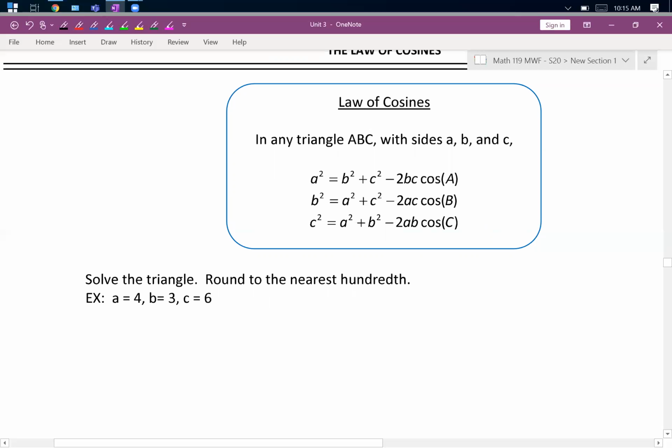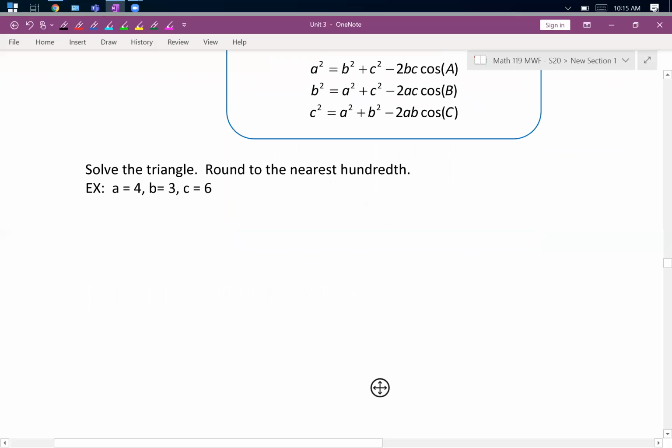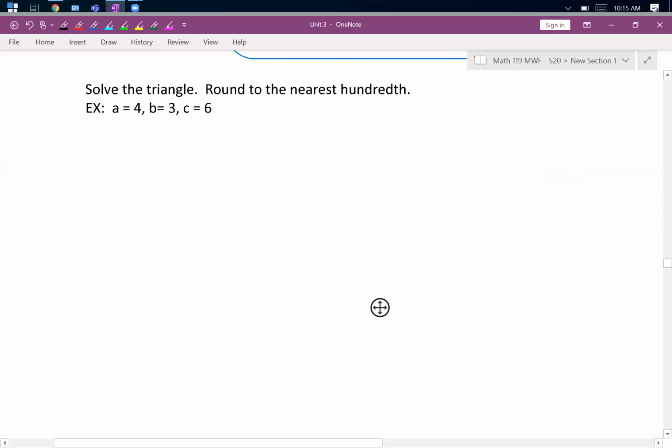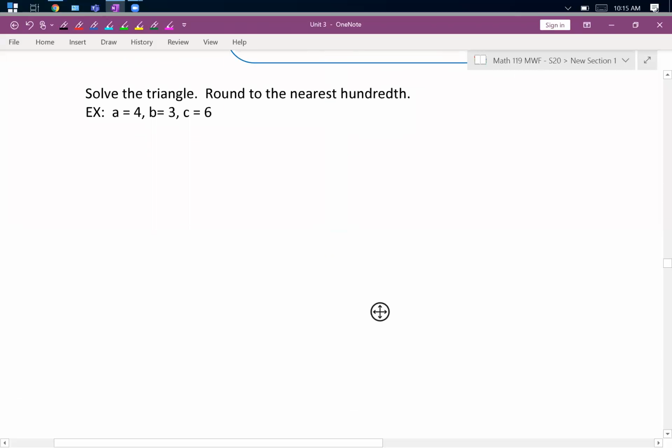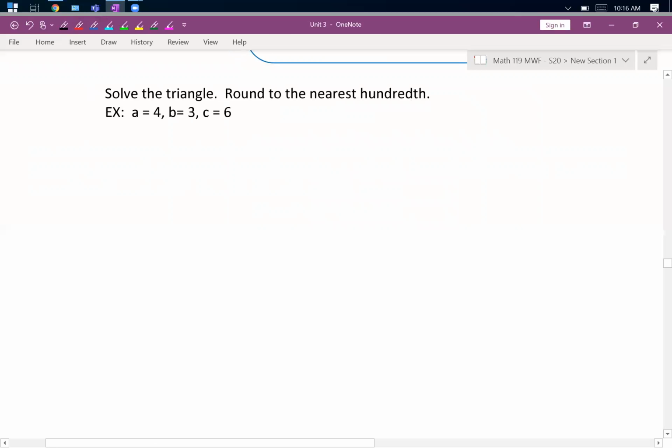So let's solve the triangle. They've given us the 3 sides. We definitely don't have a known pair here, so that tells us that we need to use law of cosines. Since we're solving the triangle, we need to find the 3 angles. So we'll find the first one by using law of cosines, and it doesn't matter which one we start with. I think I'm going to start with A just because it's first.